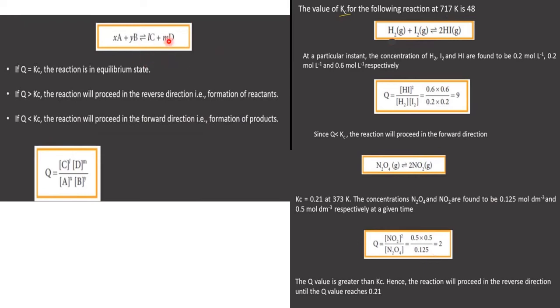This full lesson, this example is given. Be thorough of it. xA plus yB gives lC plus mD. Here Qc, you already know how to write the Kc value. Kc is equal to, what is Kc? C power l into D power m divided by A power x into B power y. Okay, that is Kc. Here that is at equilibrium condition.